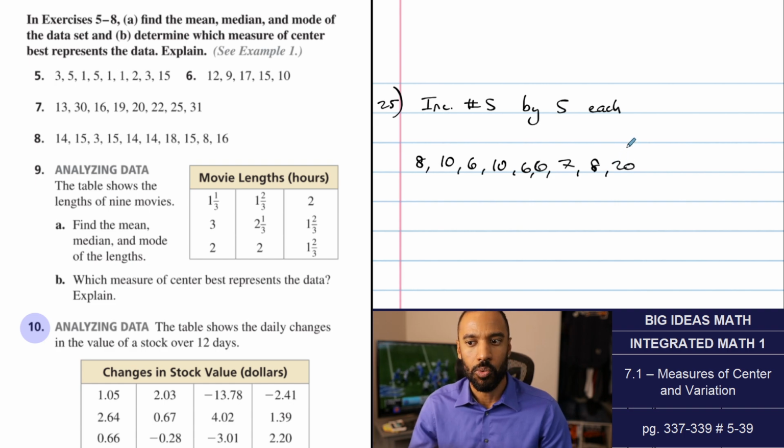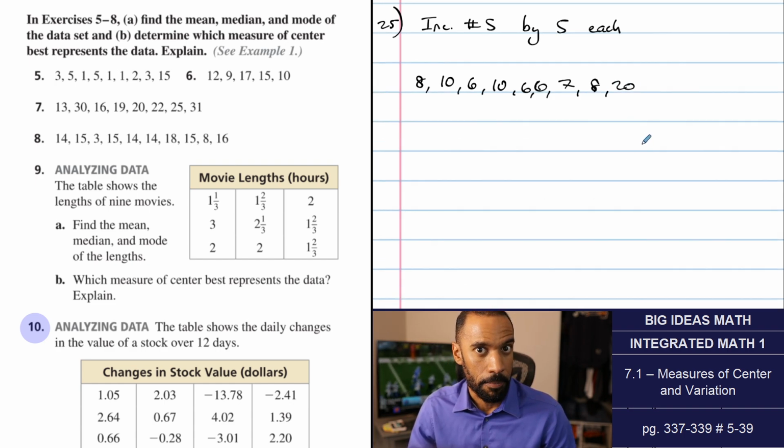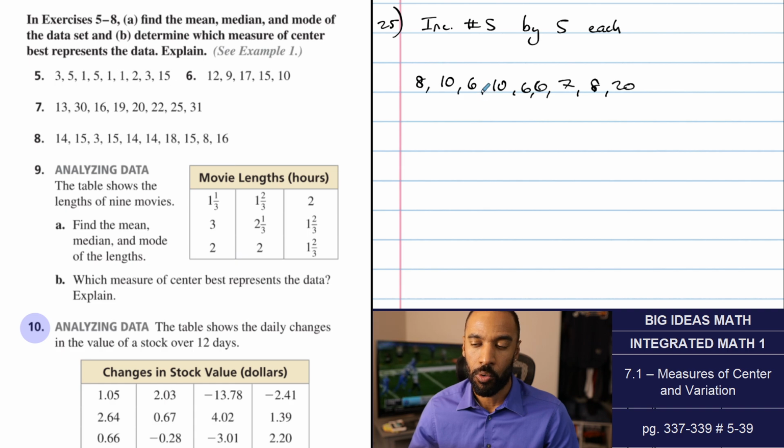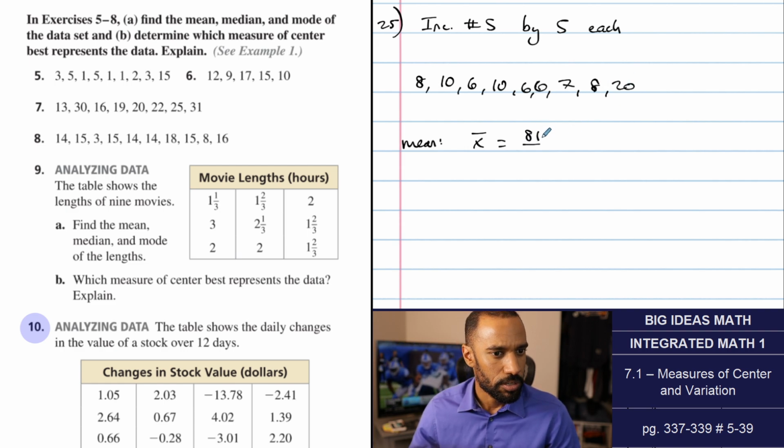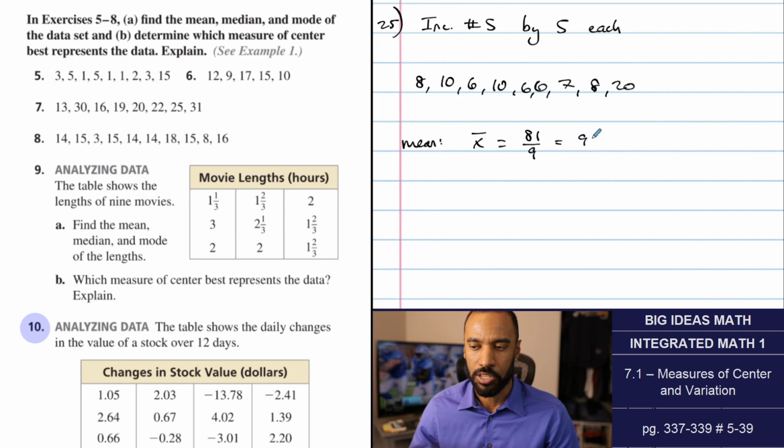Now, I'm not as inclined to do it this way as often, okay? I want to make sure you know that. I have to rewrite them in order now, unfortunately, as well. But the mean: 18, 24, 34, 40, 46, 53, 61, 81. Is that 8 numbers? No, it's 9 numbers. 81 over 9 is 9.